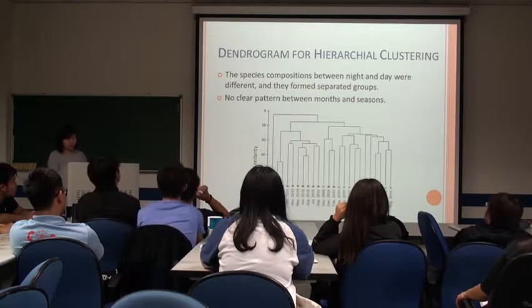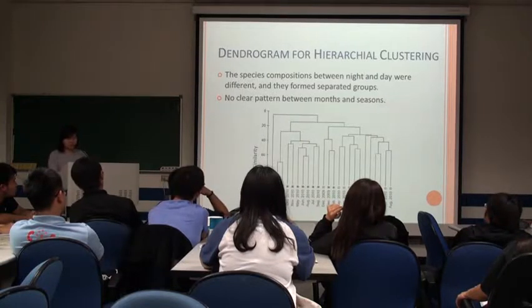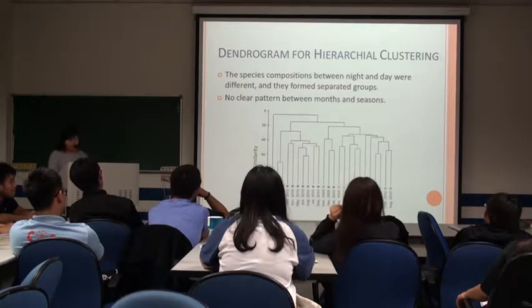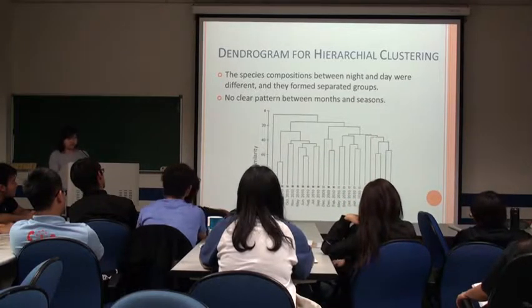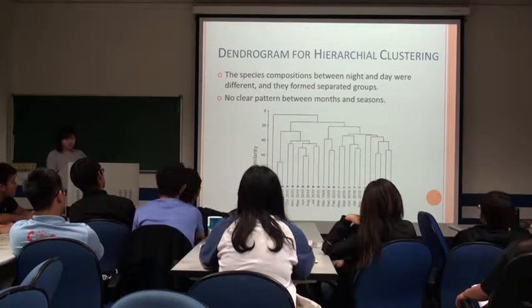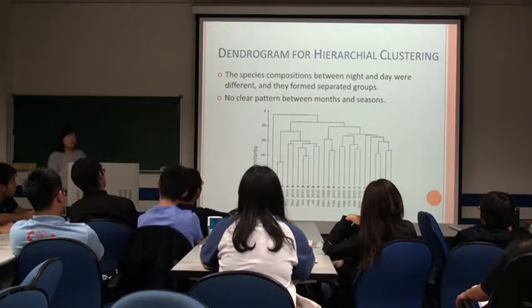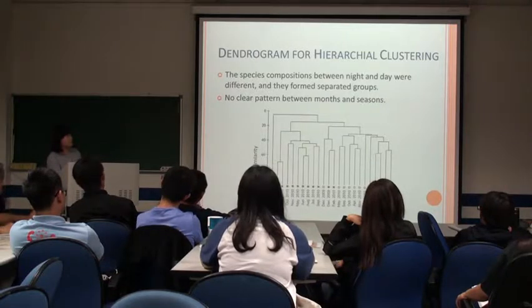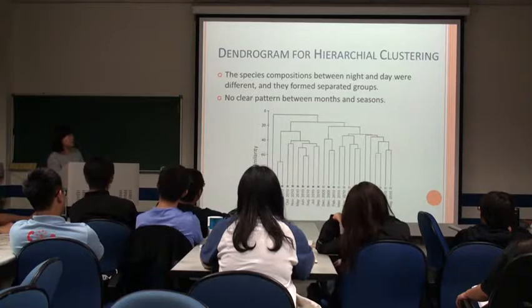And finally, we used a dendrogram for hierarchical clustering of all surveys, where the y-axis is the species similarity. The dendrogram shows that the species composition between the night and the day was different, and they form separate groups, but no clear patterns between the seasons.